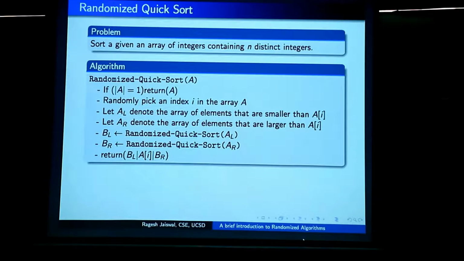What is the running time of quicksort? In the worst case, it's n squared, right? In the average case, it's n log n. What do you mean by average case running time? When we talk about expectation, it's expectation over some space, over some randomness, right? So it's an average over something. What is this average over?